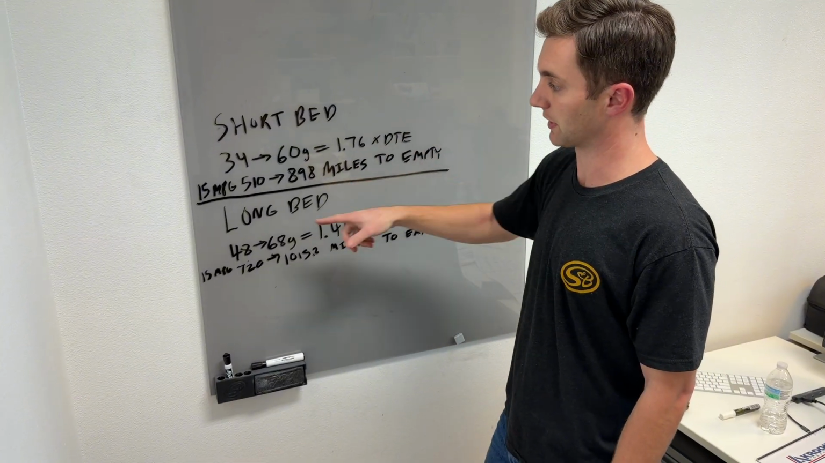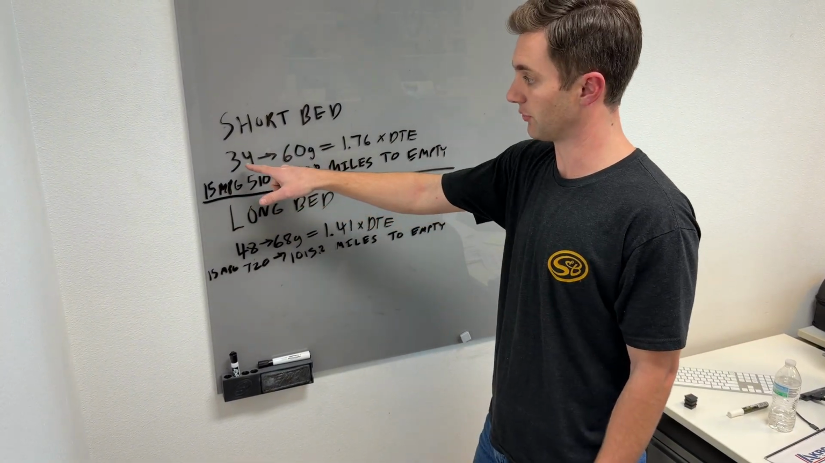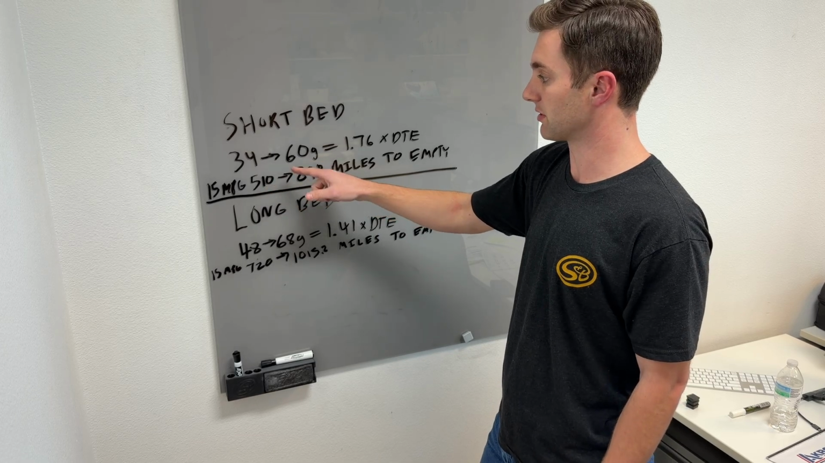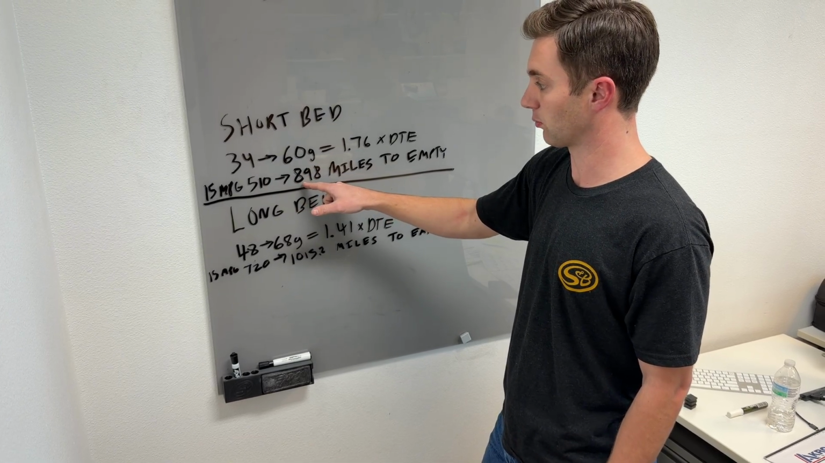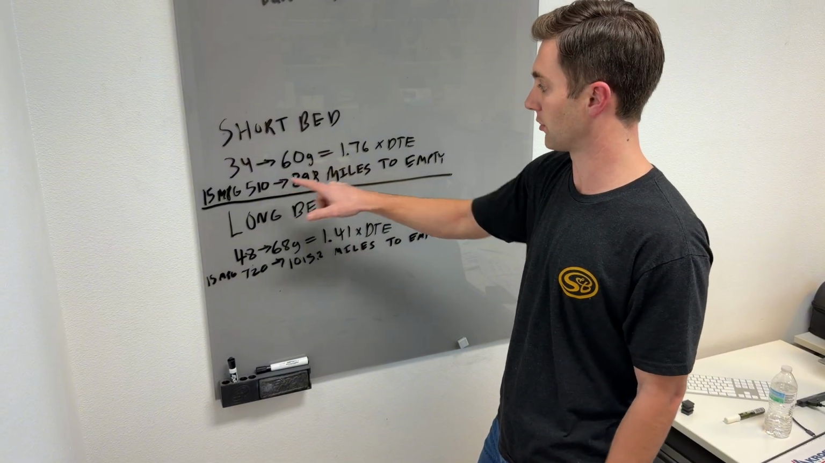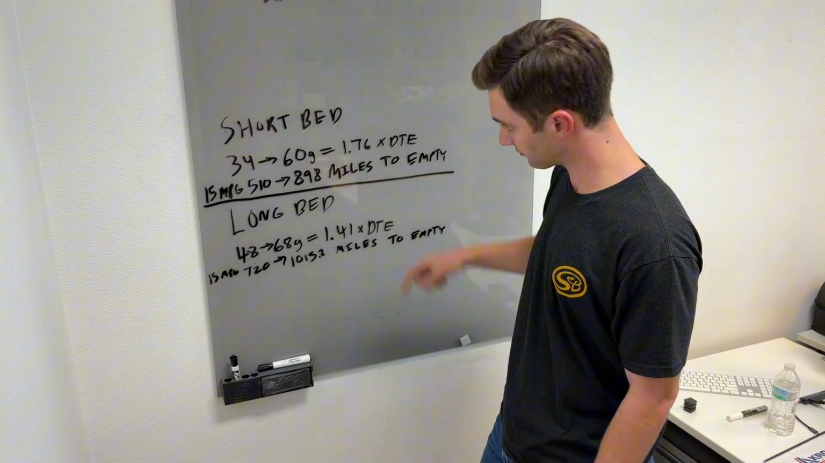So for example, if you're getting 15 miles to the gallon at a full tank, you're gonna have 510 miles to empty. Once you install this and program it for a 60-gallon tank, we're gonna be showing 898 miles to empty. So that's just taking 510 and multiplying it by this number right here.